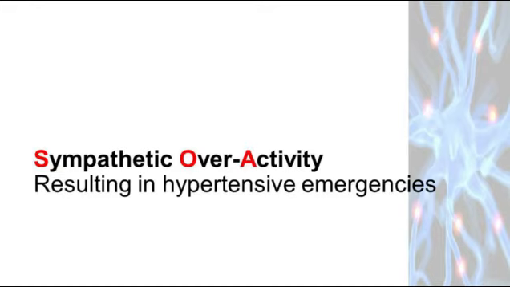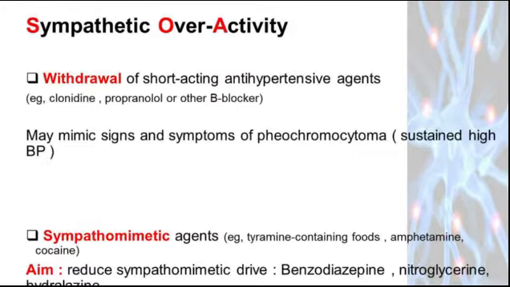Sympathetic overactivity resulting in hypertensive emergencies. We have withdrawal of medication like clonidine, propranolol, or other beta blockers, which will cause rebound hypertension. It may mimic signs and symptoms of pheochromocytoma. Also, we have sympathomimetic agents like amphetamine and cocaine. We aim to reduce the sympathetic drive with benzodiazepine, nitroglycerin, or hydralazine.